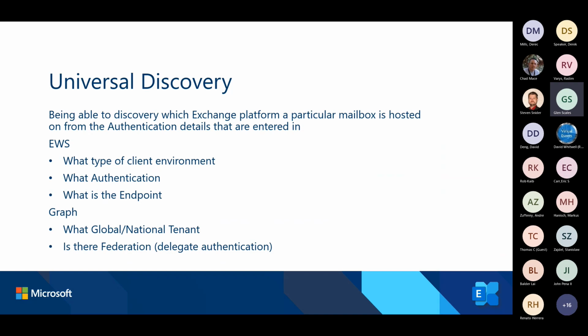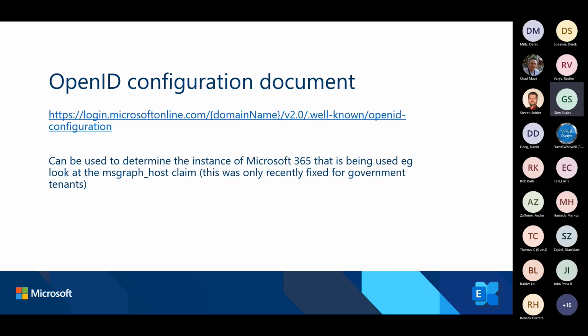So in EWS, you want to work out the Exchange environment, what authentication you want to use, and what the EWS endpoint is. In Graph, you want to know whether this is a global or a national tenant. You actually want to know that in EWS as well, because that changes which endpoint you use. If you are going to be using user-based authentication, you may want to know a little bit more about the federation that's active in that tenant. Hopefully, you're going to be using the Microsoft Authentication Libraries, which help in the federation sense, but that can get quite complicated when you are authenticating in different federation environments.